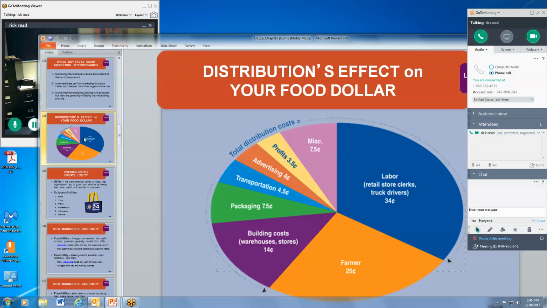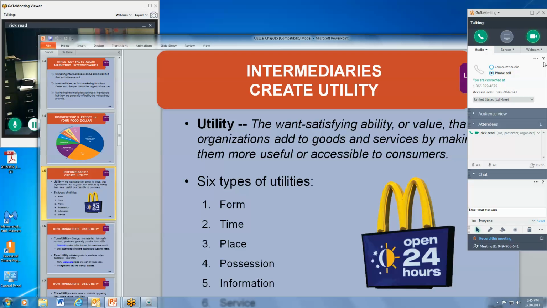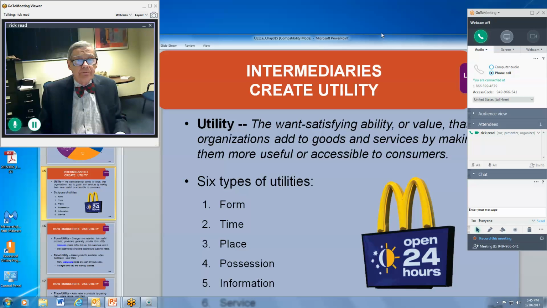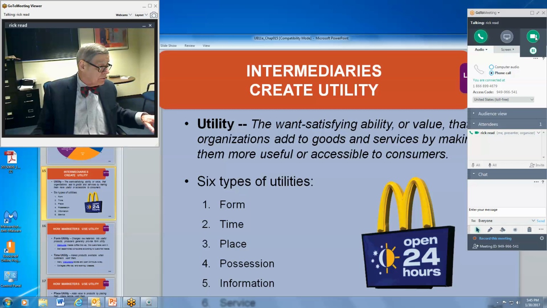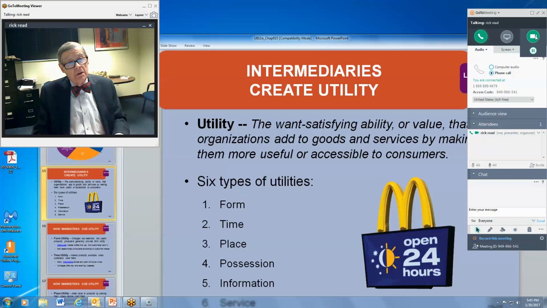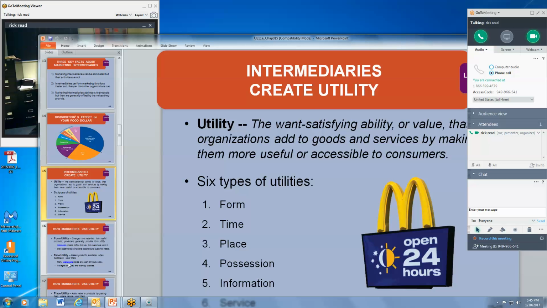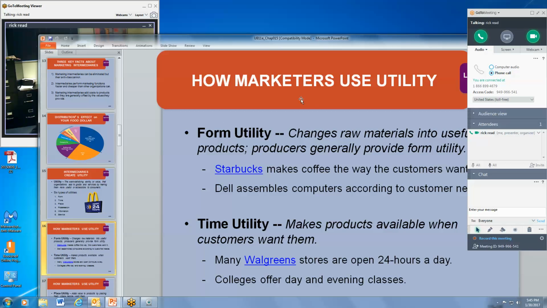This slide just talks about distribution's effect on the food dollar. I'm not going to pay a lot of attention to that. Now, this is what the intermediaries perform for you. And there are 6 functions that they perform. And unfortunately, we don't see the 6th one. You can see it in your text. Form, time, place, possession, information, and service. We'll look at a little bit of this.